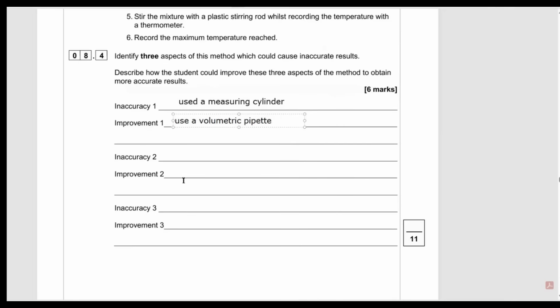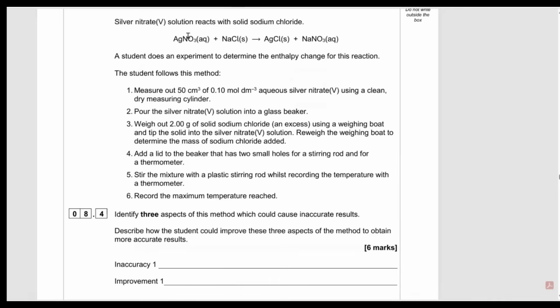So much more accurate. You could use a burette as well. That's very accurate, but that's pretty difficult to use. Much easier to use a volumetric pipette. So that would be the first inaccuracy and the improvement.